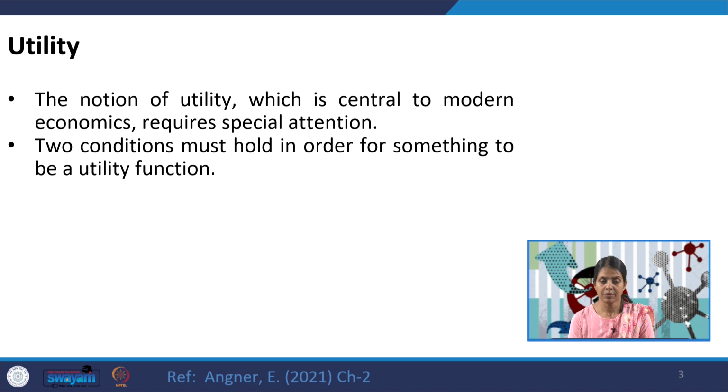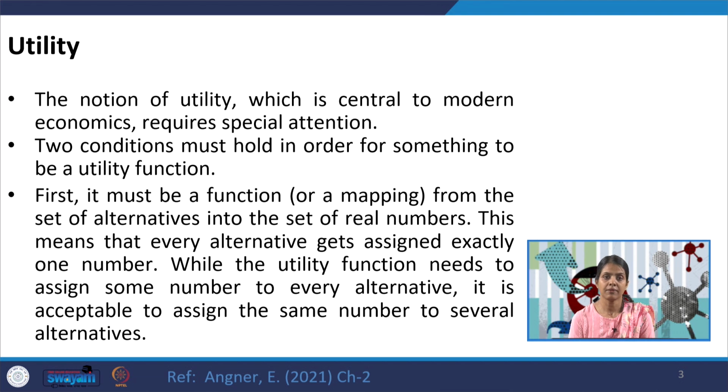Two conditions must hold in order for something to be a utility function. First, it must be a function or a mapping from the set of alternatives into the set of real numbers. This means that every alternative gets assigned exactly one number. While the utility function needs to assign some number to every alternative, it is acceptable to assign the same number to several alternatives.